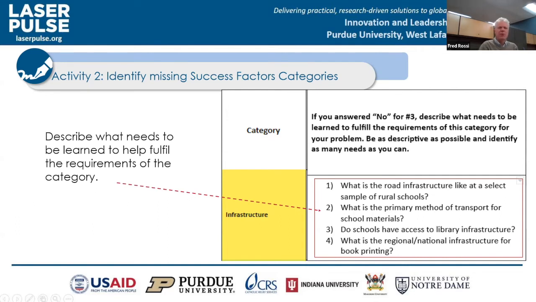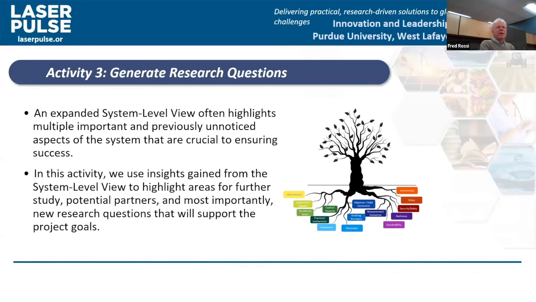All right, so now we're moving to Activity 3. So again, we would go through that whole template and the whole process for each of the 15 success factor categories and identify those that are missing, and then we delve in deeply for each of those that are missing. So now we move to Activity 3, where we formulate a plan of action by generating research questions to address the knowledge gaps identified in Activity 2. All right, next slide.